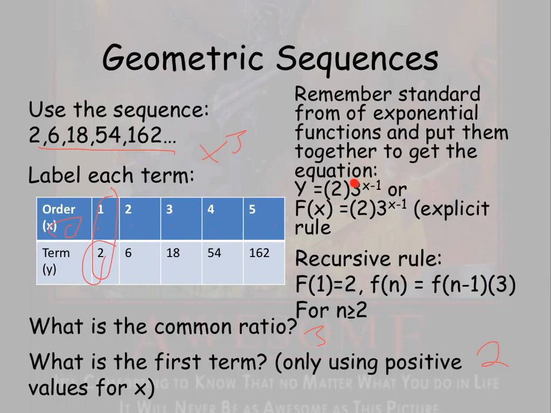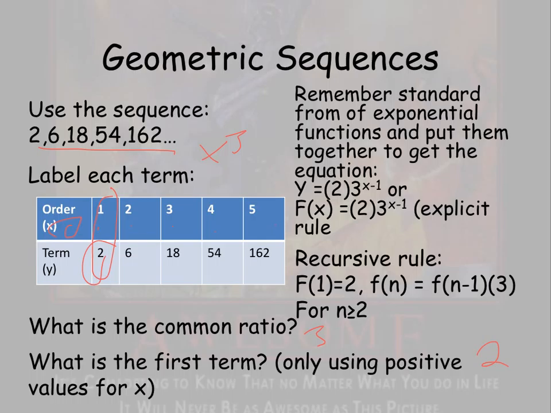So the general form you have here is y, or f of x, is equal to the first term times the common ratio to the power of x minus 1. And of course that's your explicit rule.